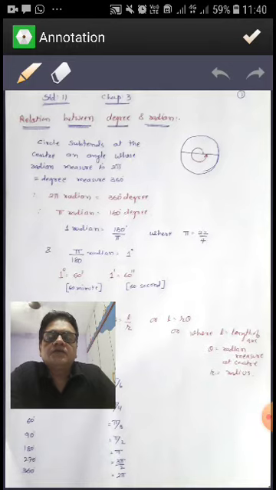See, you know that there is a measure of angle, we can measure it by degree. So there is another measure, it is called radian. So what is the relation between radian and degree?